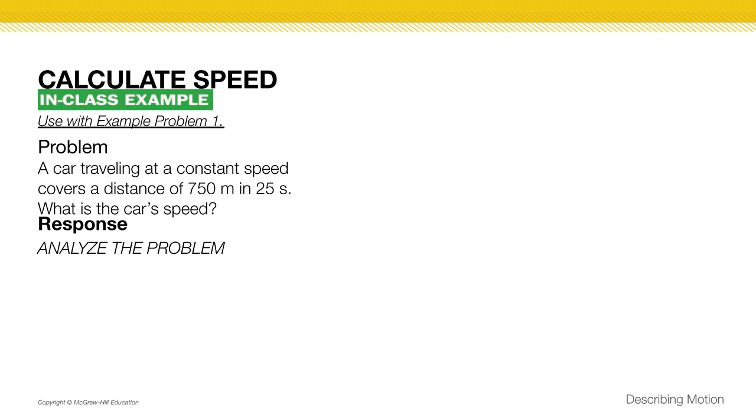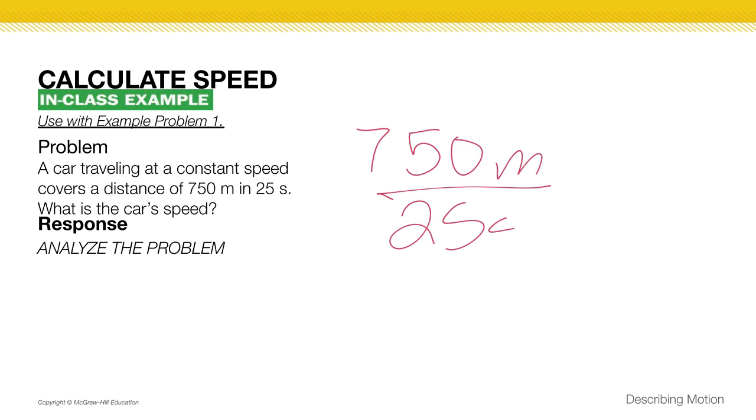So a car is traveling at a constant speed that covers a distance of 750 meters in 25 seconds. What is the car's speed? Well, you have your formula and you know that speed is just distance over time. So you take that distance and you put it over your time. So for this problem, if we had 750 meters over 25 seconds. Go ahead and divide that. You would end up with 30 meters per second. There you go.